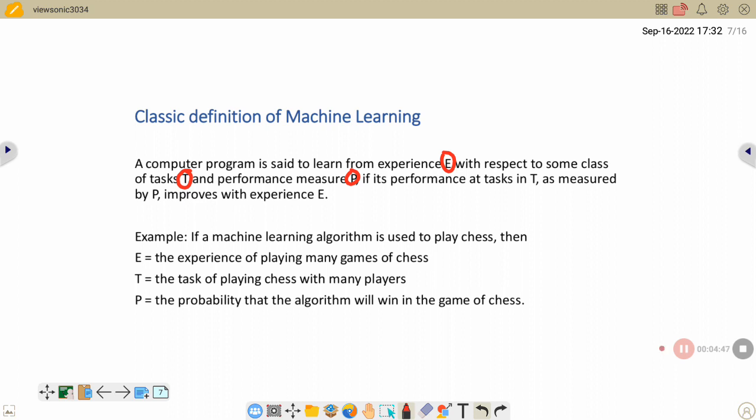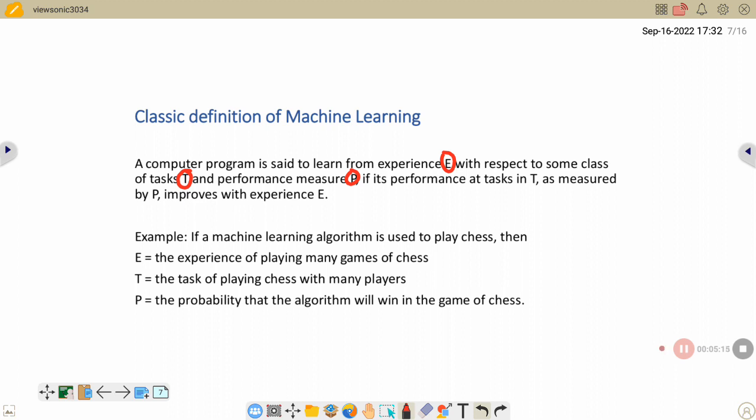So now coming to some example. Suppose we have a machine learning algorithm which is used to play chess. Okay, so here what will be the value of E, T and P? So let us discuss that. E is the experience of playing many games of chess. Okay, we can play chess a numerous number of times. So that will obviously increase with experience. If we play that game a number of times, that is nothing but E.